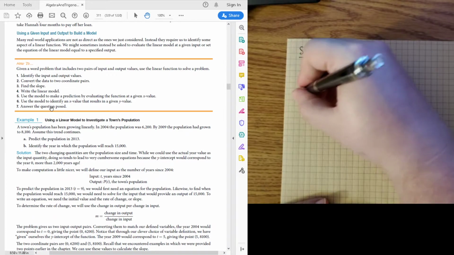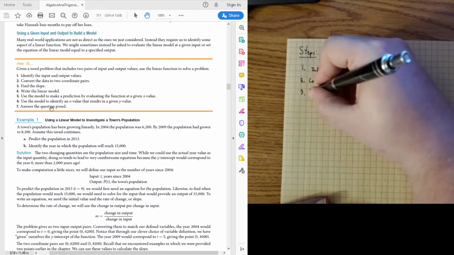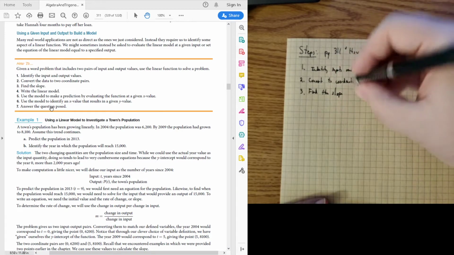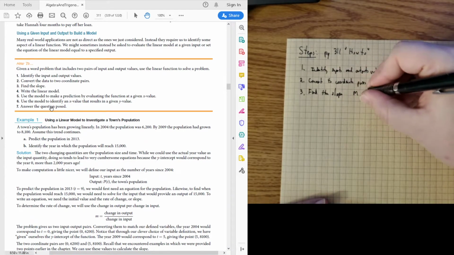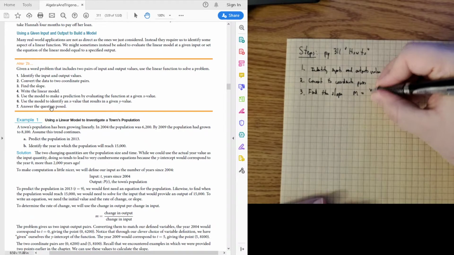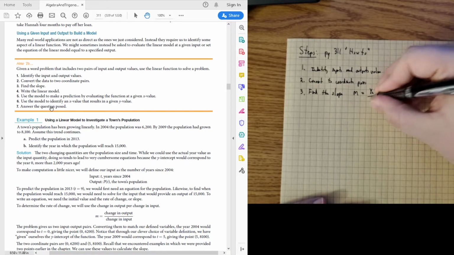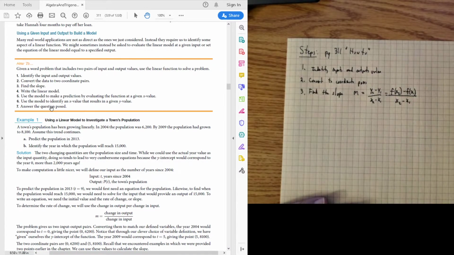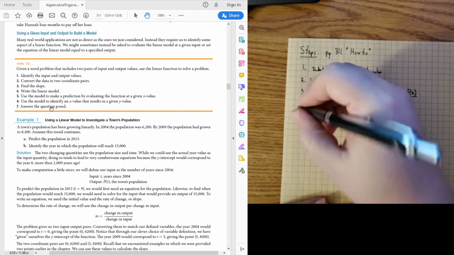3, find the slope. How do we do that? Do not forget the slope is the slope formula, which we use two different variations on. The y2 minus y1 over x2 minus x1 is the first one. This is the one from Algebra 1. The more advanced one, using functional notation, is also perfectly acceptable. There we go. 4, write the linear model.